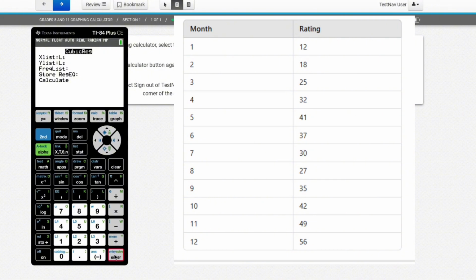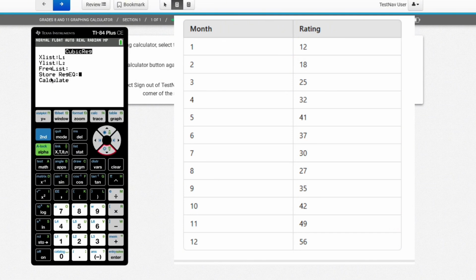Now, part C is going to ask us to use this equation for later use. So before I answer B, I'm going to do something that'll help me for part C. I'm going to go down to Store Reg EQ. I'm going to save the answer that I get into my calculator so that when I get to part C, life is a lot easier.